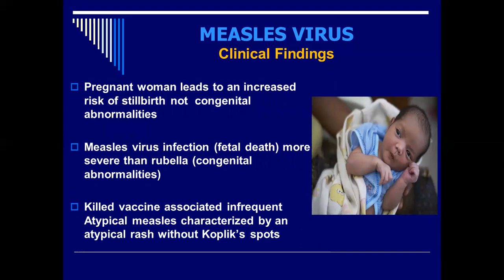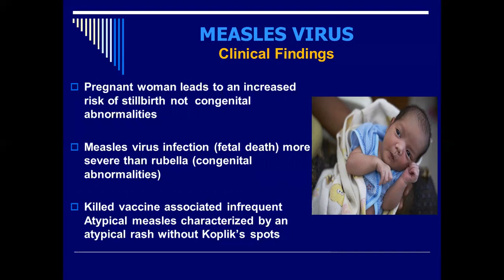Measles in pregnant women leads to an increased risk of stillbirth, not congenital abnormality, because the rubella virus causes congenital abnormalities, whereas pregnant women in case of measles virus are more prone to the risk of stillbirth. Now, measles virus infection causes fetal death, which is more severe than the rubella virus that causes congenital abnormalities, along with cytomegaloviruses and many more viruses that cause congenital abnormalities.